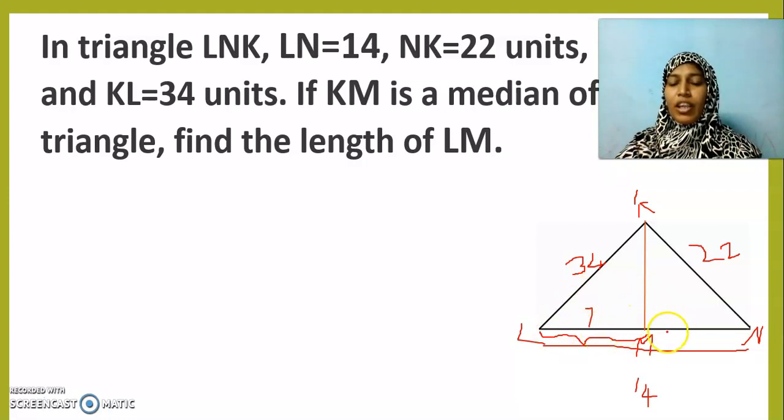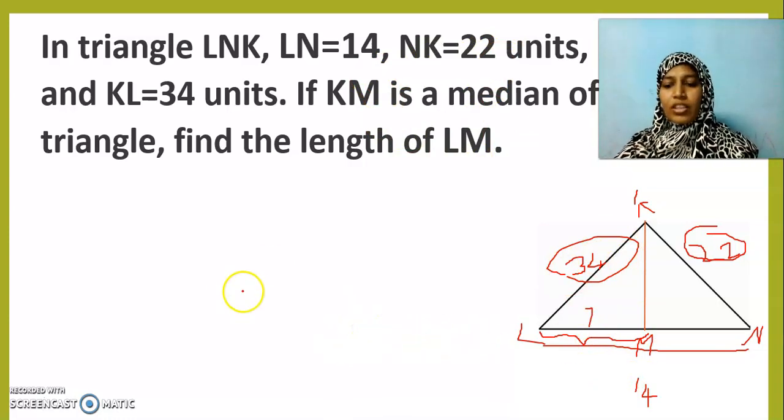So what is the measure of length LM? It is 7 centimeter. We are not using 34 and 22 anywhere while we are finding the answer. It's just to confuse you. So first draw the diagram, understand what is given and understand what has to be found. Then try to write the steps.